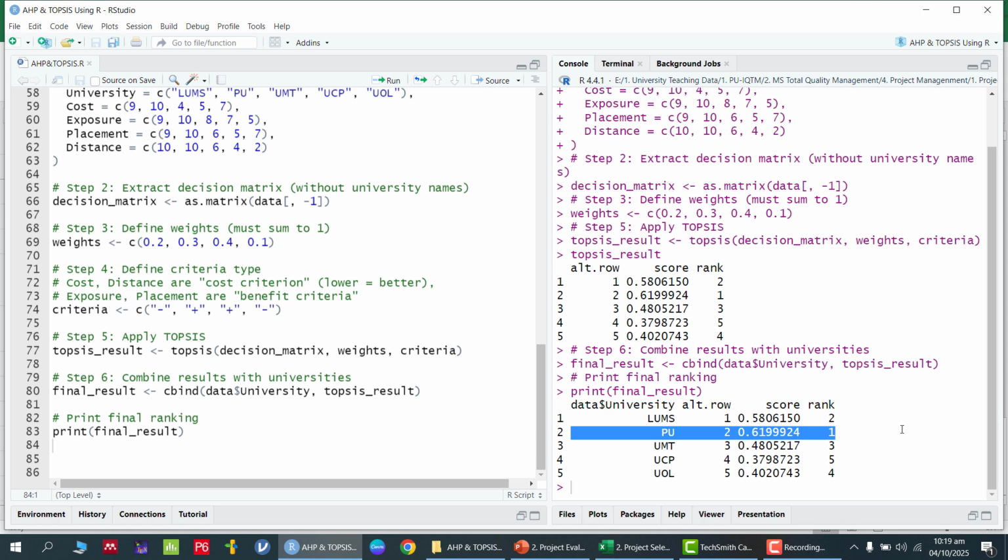So I hope you got the idea: what is the idea behind TOPSIS, how we can calculate it manually, as well as how we can calculate it using the R language. So thank you so much. See you in the next video.